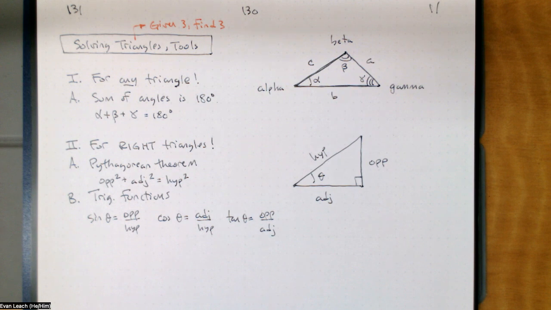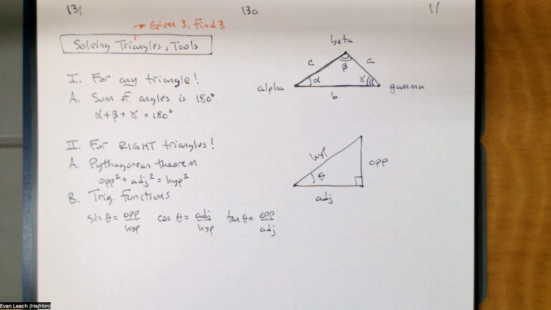So far, we've played the right triangles game. And the tools that we have for solving right triangles is the Pythagorean theorem. Opposite squared plus adjacent squared is equal to hypotenuse squared. Usually we call this a squared plus b squared equals c squared. And we have our trig functions. The sine of theta is opposite over hypotenuse. Cosine of theta is adjacent over hypotenuse. Tangent of theta is opposite over adjacent.